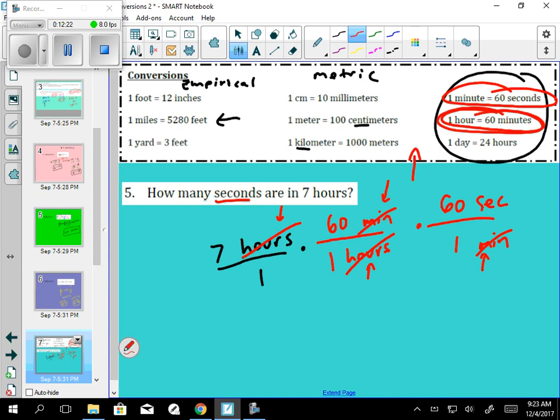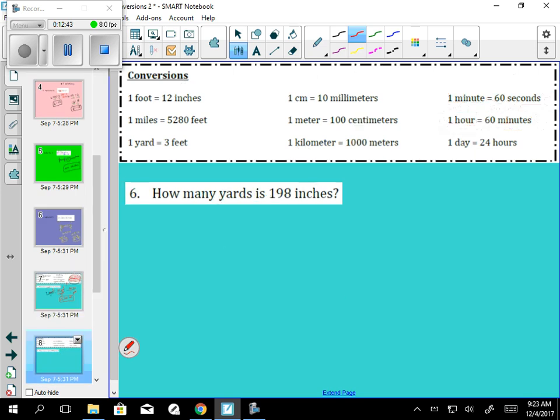So now if we multiply this out, we get our answer. Multiplying all the numbers on top, 7 times 60 times 60 would be 25,200 seconds. Okay, if you can just do that without writing this out, I'm fine with that. I'm just showing you a way. If you're starting to get confused, you can always use this little setup to help you do it. All right, how many yards is 198 inches?